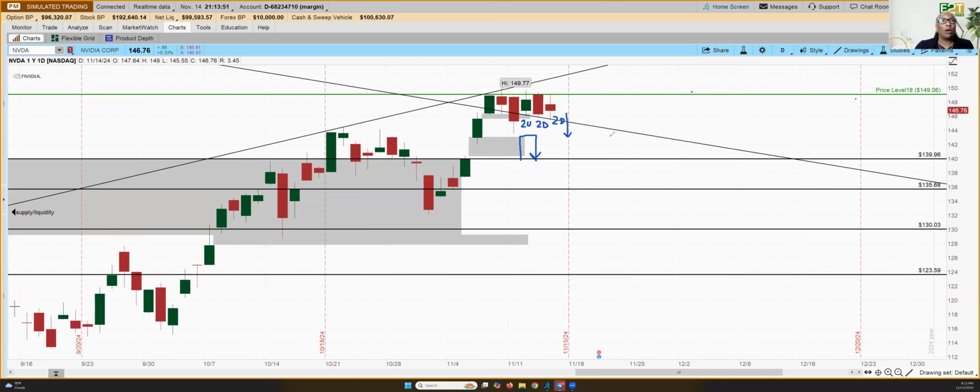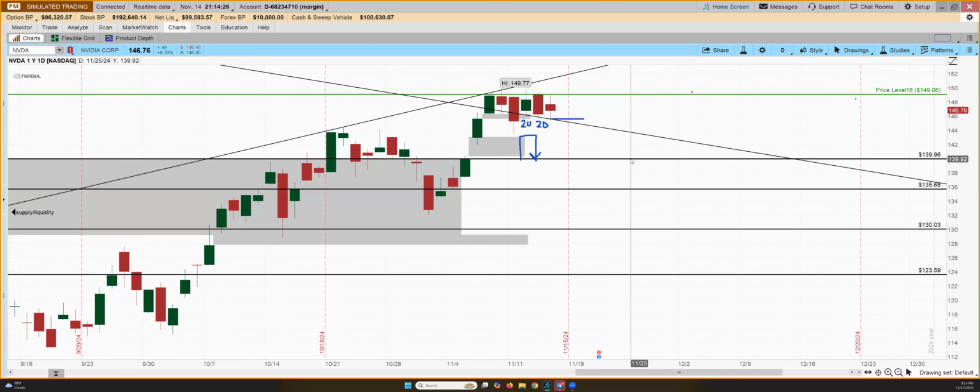So then what would be our entry? Go ahead, I'm listening. I thought I heard somebody get ready to say something. What would be your entry would be when it goes below the bottom of this last candle. If it goes below that, that would be entry going down. Let me see where that number actually is.